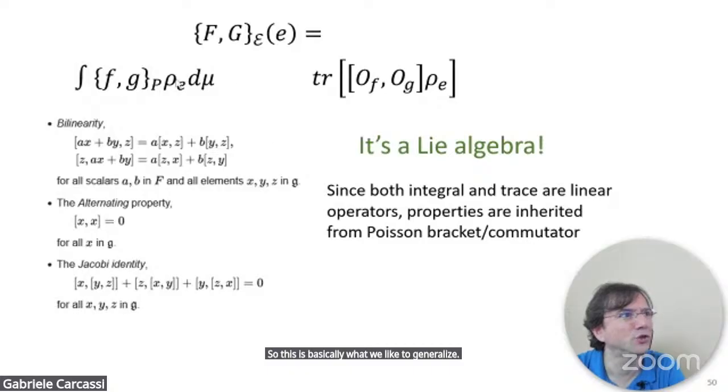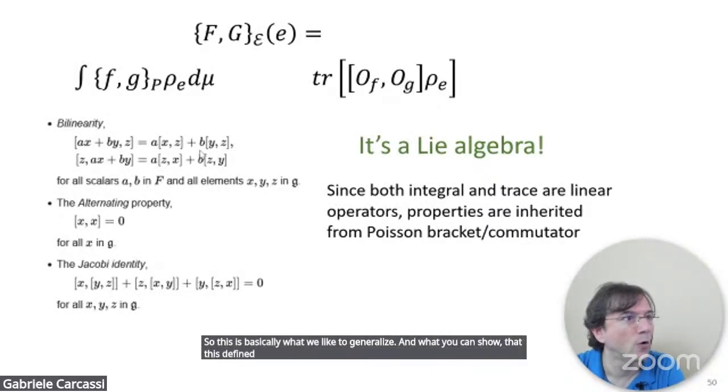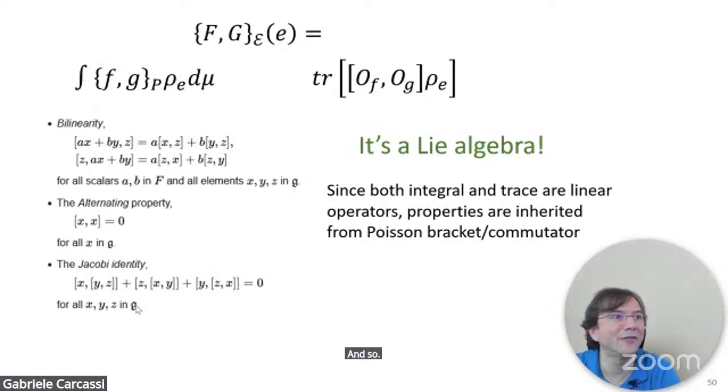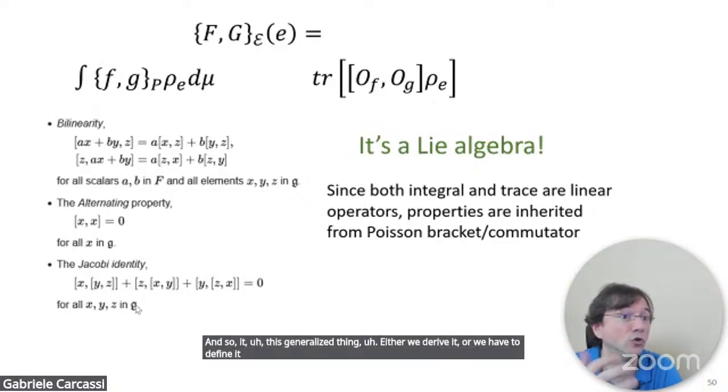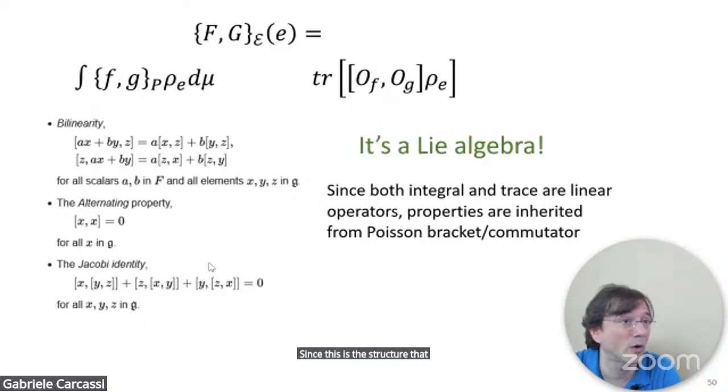And what you can show is that this, defined in both cases, would give you the structure of a Lie algebra. And so this generalized thing, either we derive it or we have to define it to be a Lie algebra, since this is the structure that most likely we're going to have.